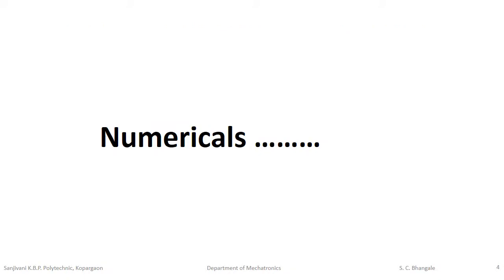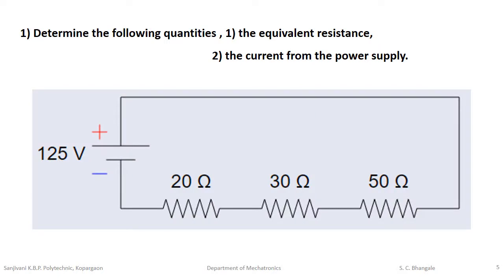As we have seen the concept of when the resistances are connected in series and when the resistances are connected in parallel, after that we have seen the main differences between series and parallel circuits. Now we will discuss some numericals on this. So let us discuss the first numerical.